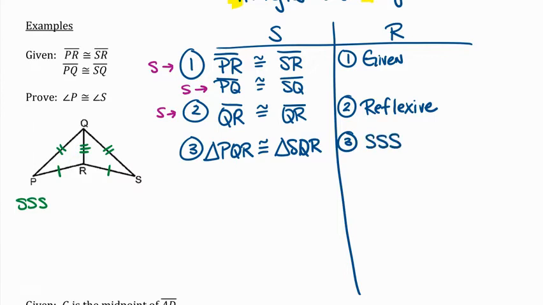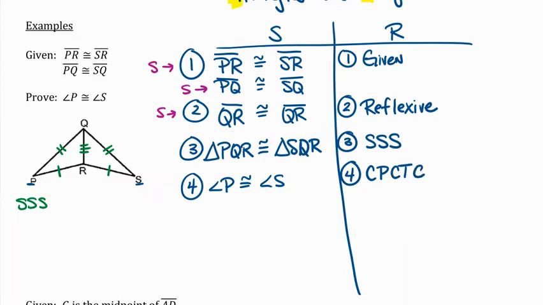Well, now that my 2 triangles are congruent, I know that all their corresponding parts are congruent. So then I can say that angle P is congruent to angle S because they are corresponding angles. They're in corresponding places. So then our reason for that statement would be corresponding parts of congruent triangles are congruent, or our CPCTC.